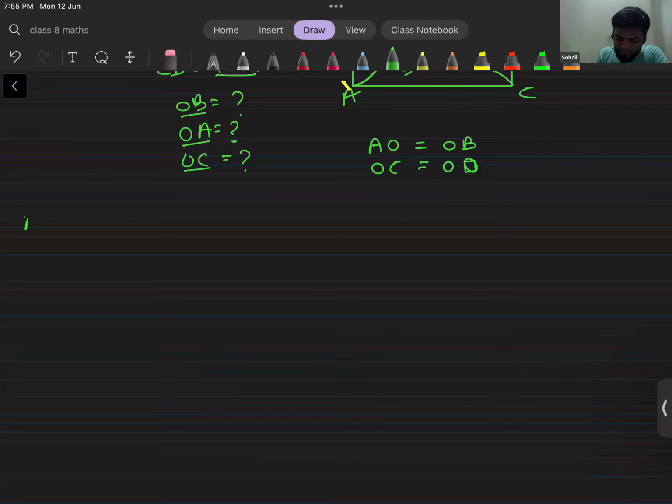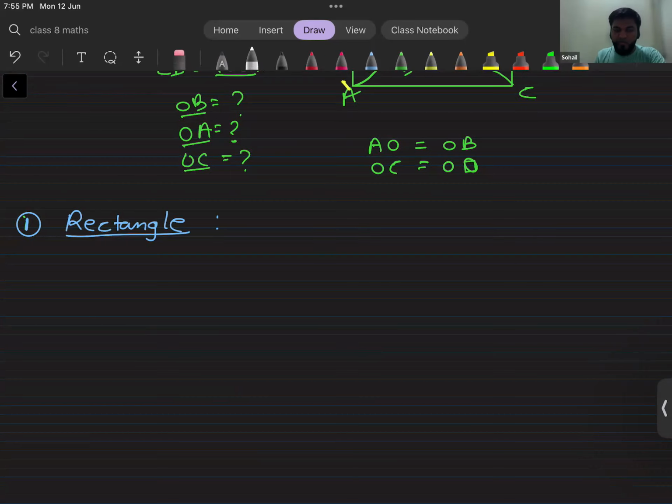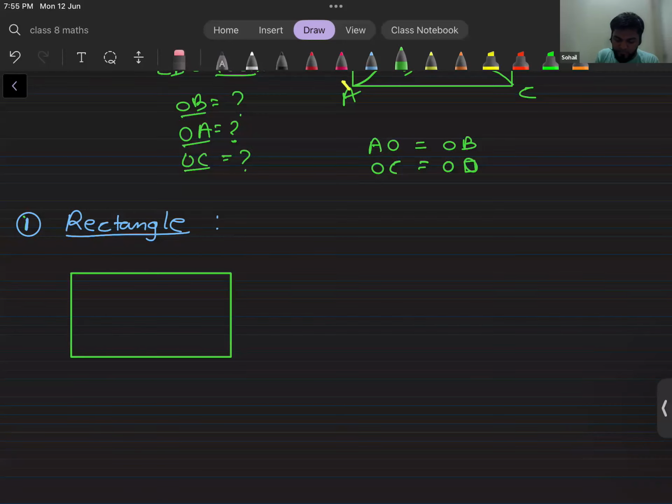So let's talk about a rectangle. What is it? It is also a parallelogram. And in a rectangle, what are the things which you are going to observe here? Only the two opposite sides are equal. Opposite sides are equal here. If this is 10 centimeter, this is 10, this is 6, this is also 6 centimeter. And the diagonals, they are of the same length in a rectangle.